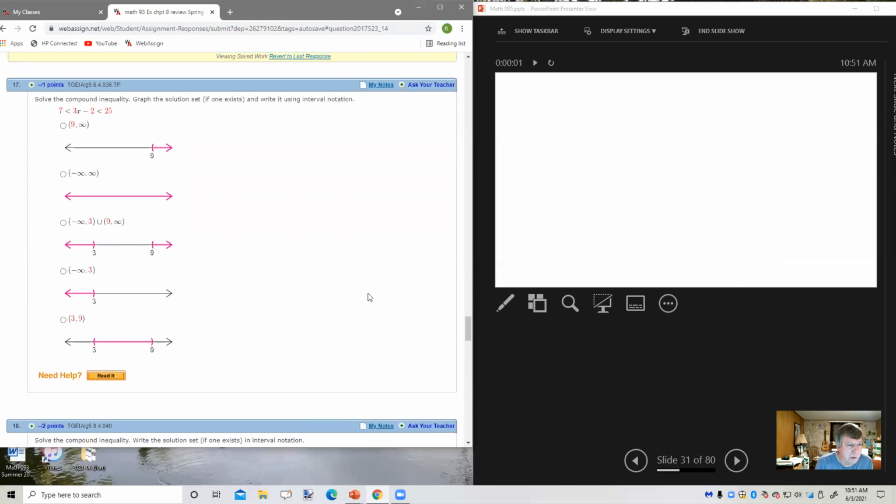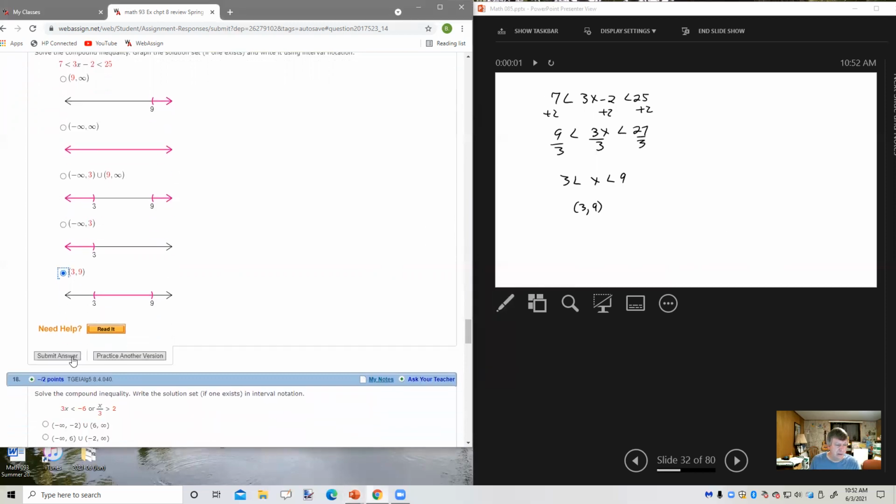Solve the compound inequality, graph the solution set if one exists. So we have 7 less than 3x minus 2 less than 25. So we need to solve for x in the middle. Anything we do in the middle, we have to do to both ends. So I'm going to add 2, add 2, add 2, 9, 3x, 27, divide by 3, divide by 3, divide by 3, and we get that. Now, in interval notation, that would look like that. Not including 3, not including 9.